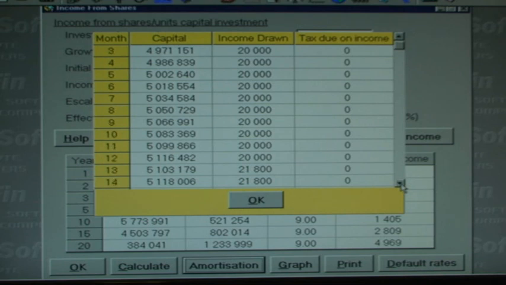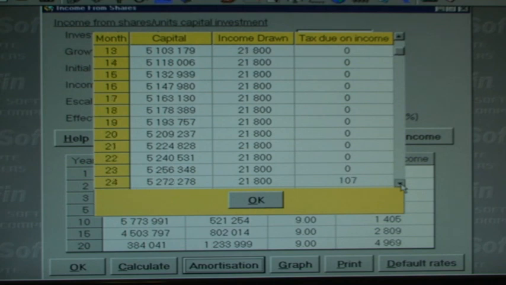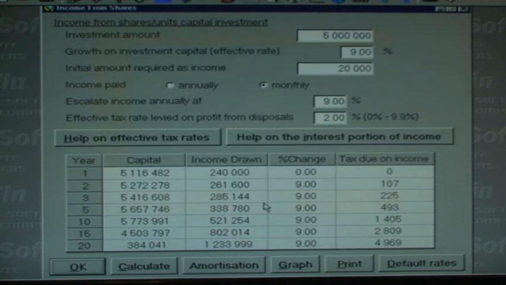And if we go through to the end of the second year, that's month 24, you will see the CGT that's payable at the end of that year, 107 Rand. And if we go up to month 25, the first month in the third year, you will see there our income has increased again by 9%. We also have the graph button, we have a print button, and default rates.